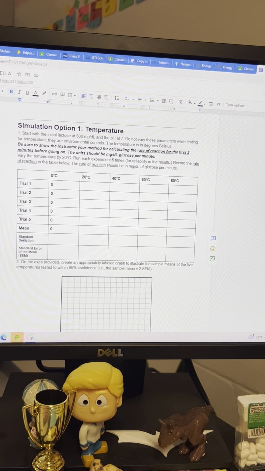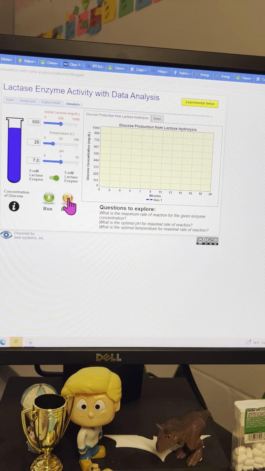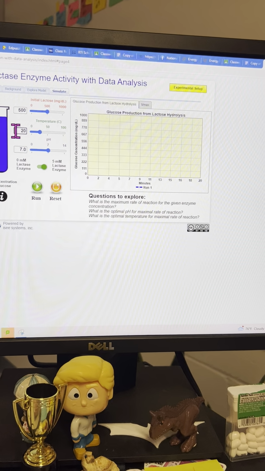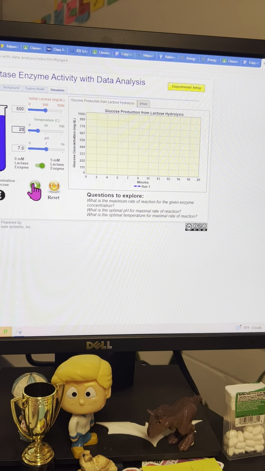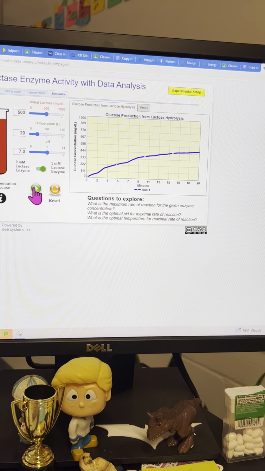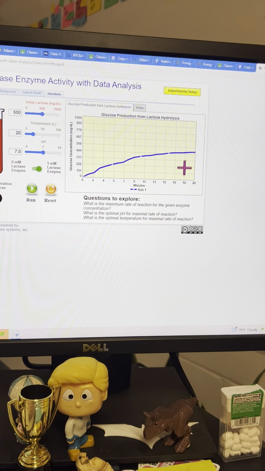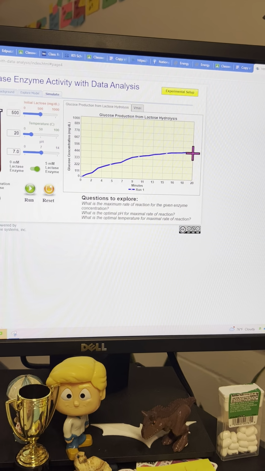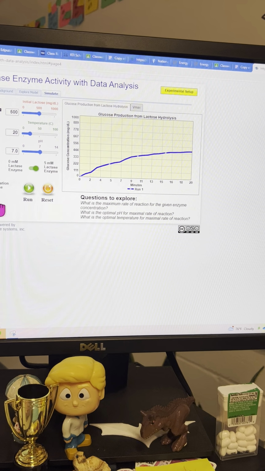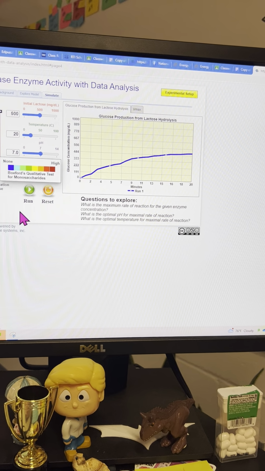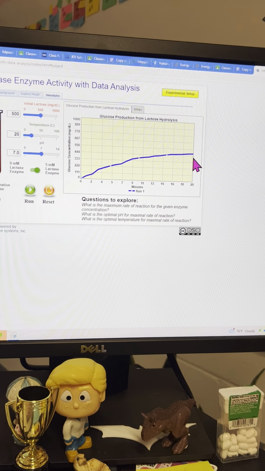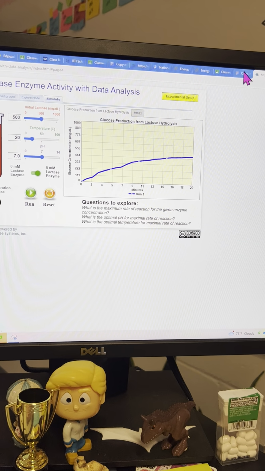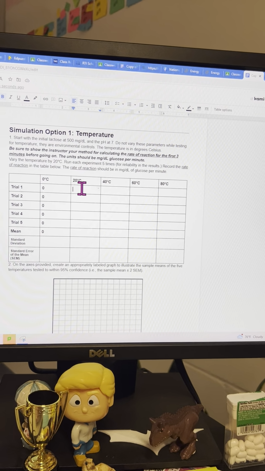Okay. Now we're going to go over here. We're going to reset it. We're going to put it at 20 degrees. See, I changed it right here, and then I'm going to run it. All right. So at the end of my time, I got about, see if there's any quick way to do it. Okay. So I got about, let's say 450. So I'm going to put 450.